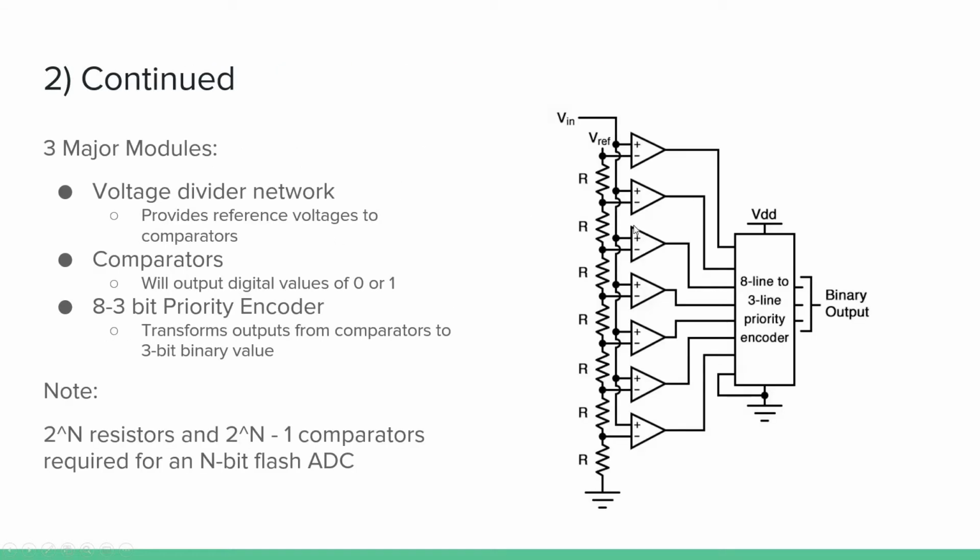In terms of what a flash ADC requires, it requires 3 modules. The first is the voltage divider network. The second is a network of comparators, and these output to an 8 to 3 priority encoder, which will output a binary output. In general, an n-bit flash ADC will require 2^n resistors and 2^n minus 1 comparators. So 2^3 is 8, and 2^3 minus 1 is 7. The voltage divider produces a reference voltage to compare with the comparator, and the comparator will output a digital value of 0 or 1, and this will feed into the priority encoder to produce a binary output. So basically those are the functions of each module.